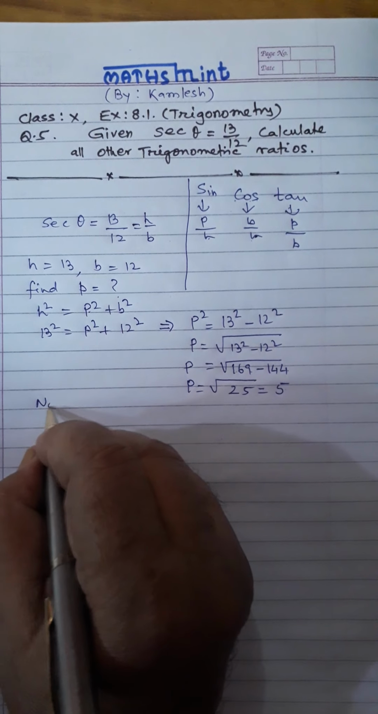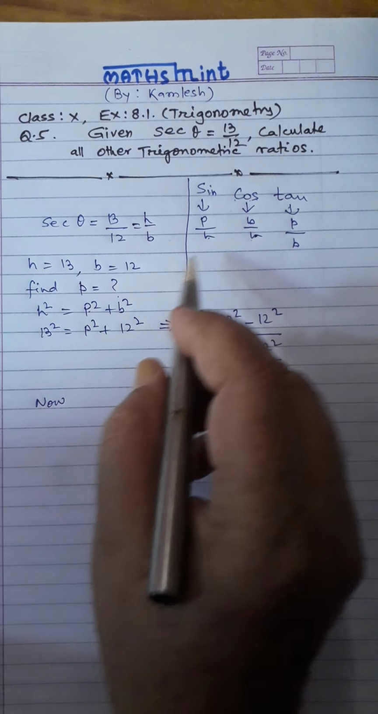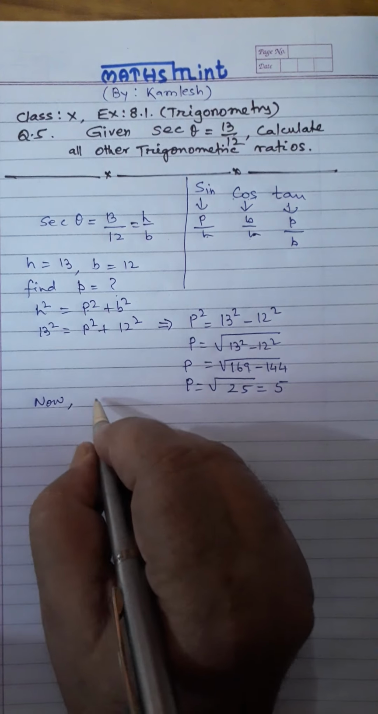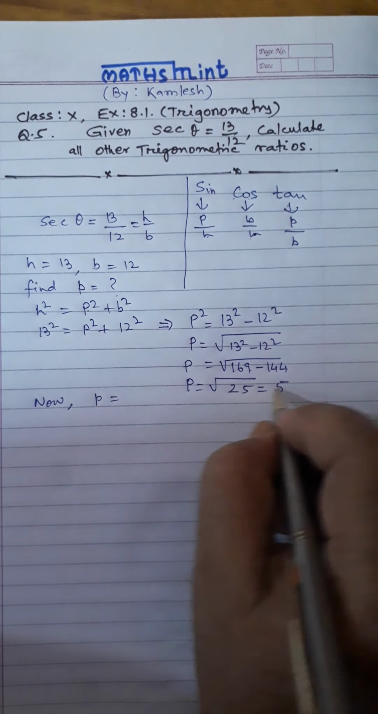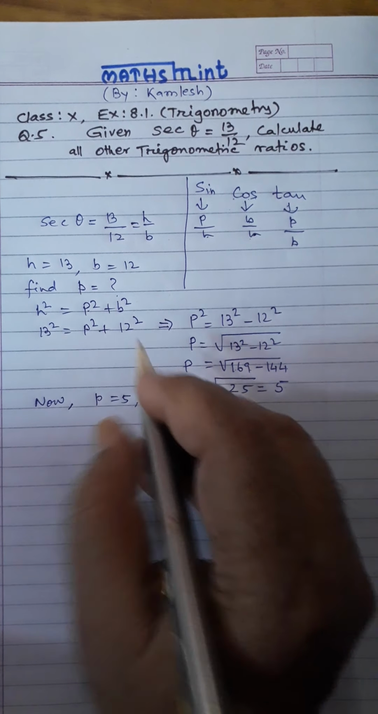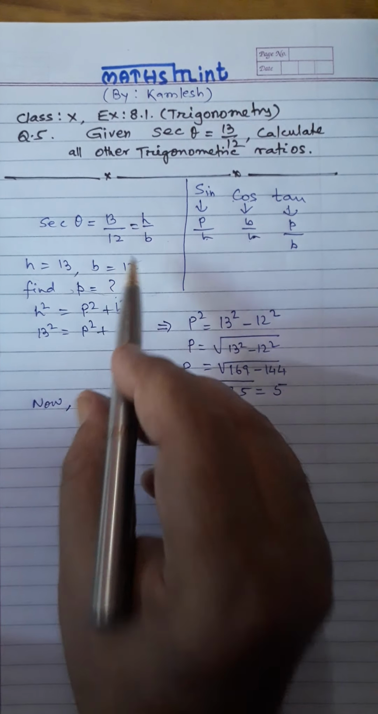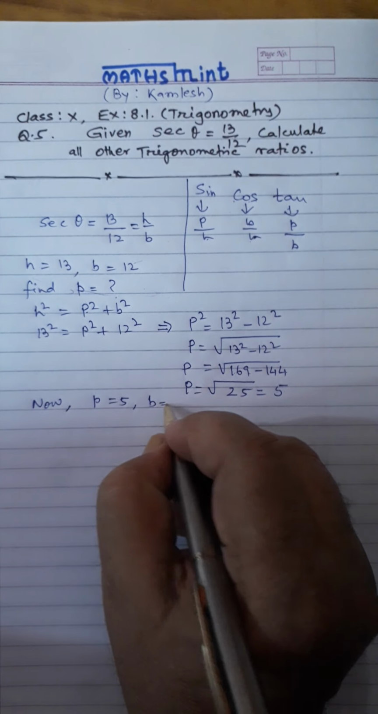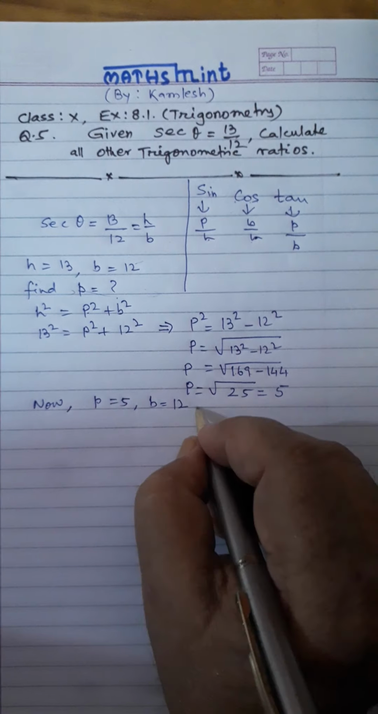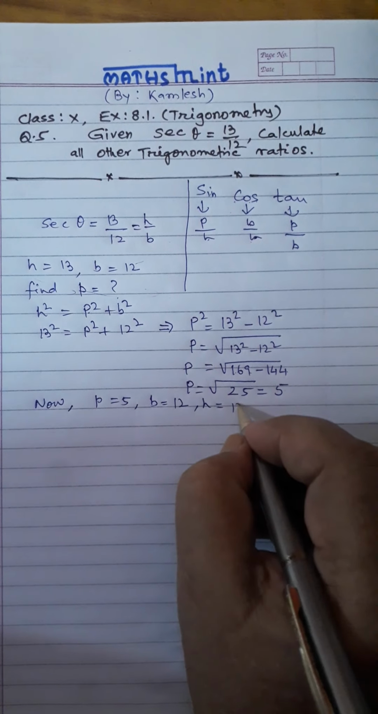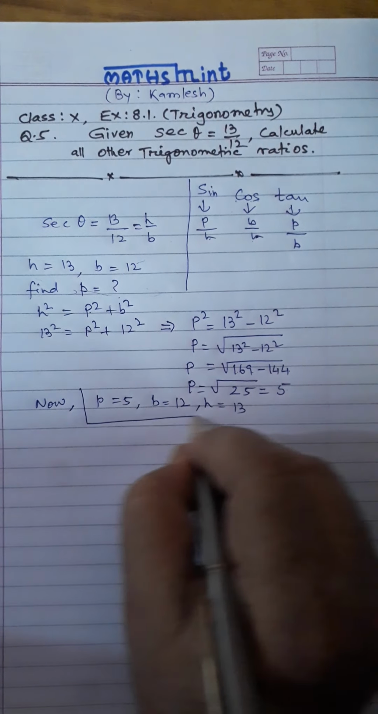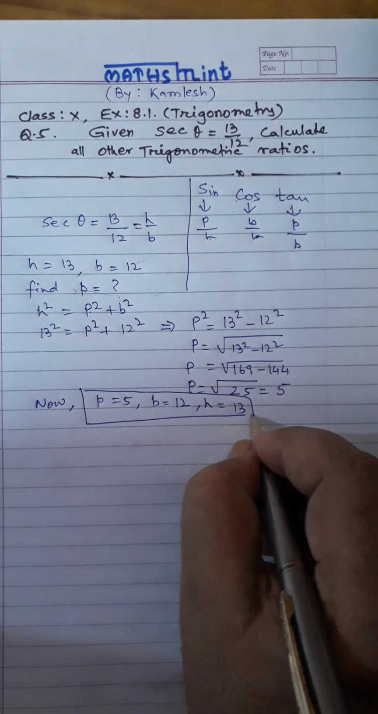Now all the sides of the triangle we have got. P is equal to 5, B is already given, 12, H equal to 13. So these are our three sides, right?